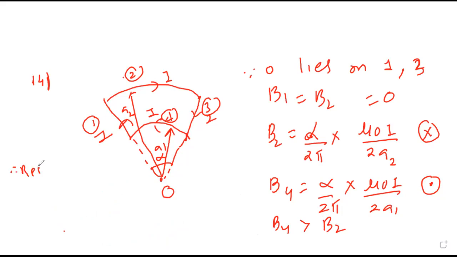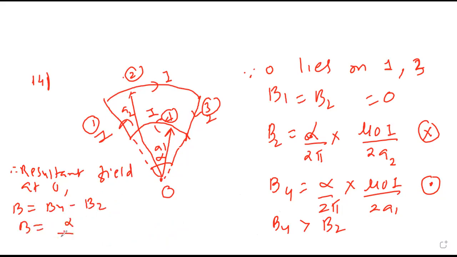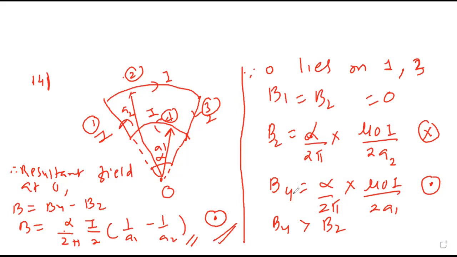Therefore the resultant field at O, B is B4 minus B2, which is equal to alpha upon 2 pi into I upon 2, you can take common, inside 1 upon A1 minus 1 upon A2, and directed in the direction of the result, that is outward. Fully followed? Yes. Solve. Draw the diagram properly.